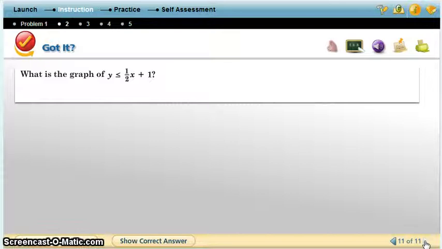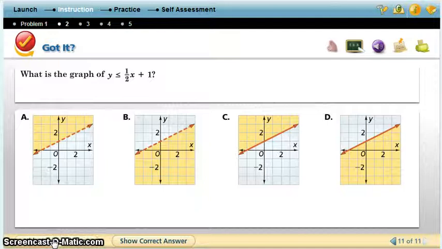Now, in the last example, the point 0, 0 worked, so we shaded on that side. But if 0, 0 didn't work, then you couldn't shade on that side. You would actually have to go to the other side of the boundary line and shade. So different things to think about. Here are some answer choices of what your graph should look like. So take a minute, pause the video, go through, make sure you can graph this one and match it with one of those choices.